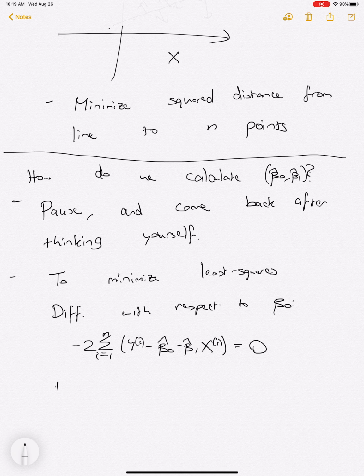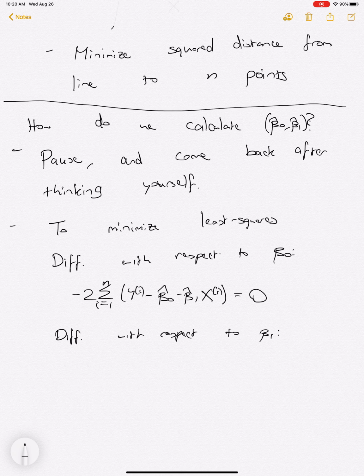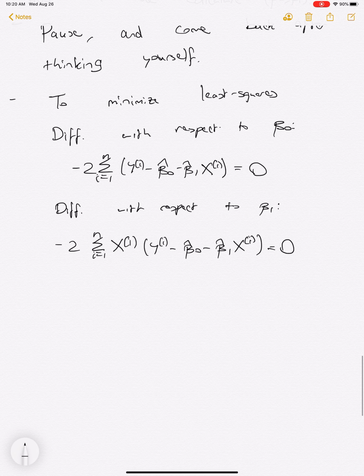And then if we differentiate with respect to beta 1, we're going to get a pretty similar expression, but instead we're going to see an xi here because there's an xi in the squared. So we're going to get, okay, and so then that should equal 0.